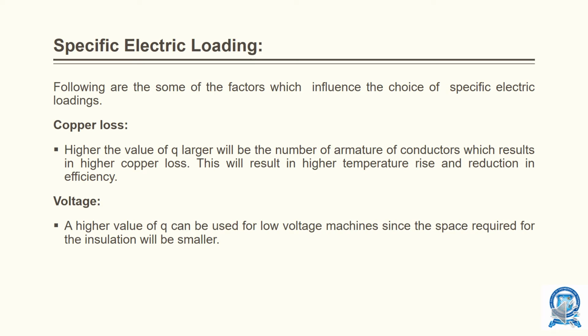Q is nothing but specific electric loading. In some cases we represent it as AC, or in some cases by small q. A higher value of Q means a larger number of armature conductors, which results in high copper loss. So the AC value must be kept low as per copper loss. This results in higher temperature rise and reduction in efficiency. Voltage: a higher value of Q can be used for a low voltage machine since the space required for insulation will be smaller.